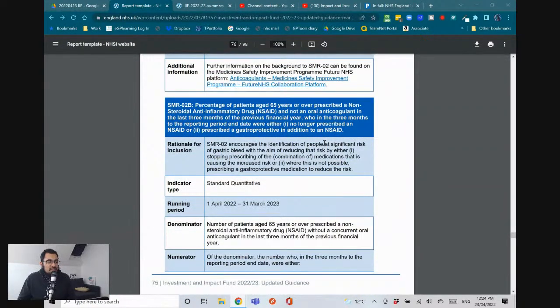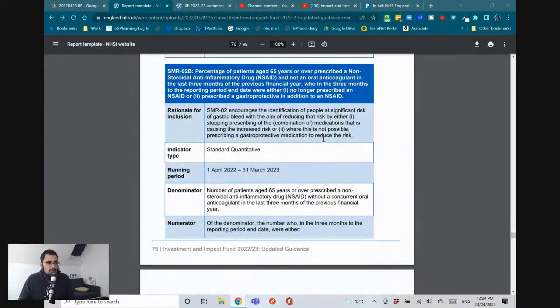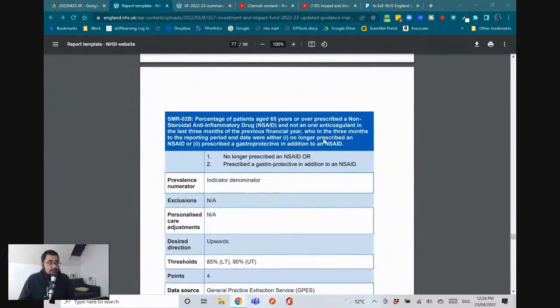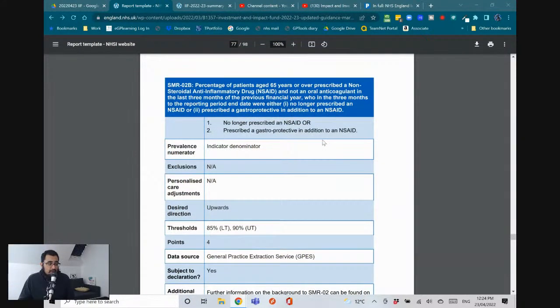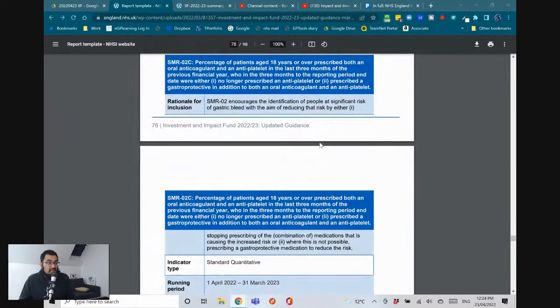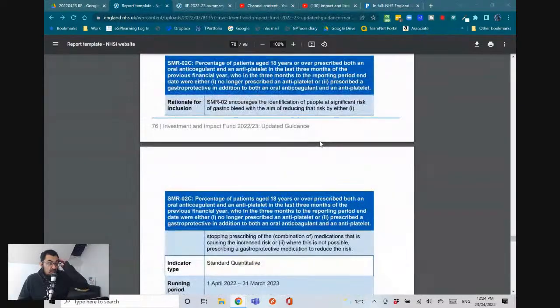So percentage of patients 65 or over with an NSAID, not on an oral anticoagulant in the last 3 months, who in the 3 months before the end of the reporting period are no longer on an NSAID or are prescribed a PPI. So standard quantitative again. Upwards trend, 85% lower threshold, 90% upper threshold, 4 points. So that's 800 quid for a standard network size, GPES extraction service and stuff. Again, these should be embedded already into your network.